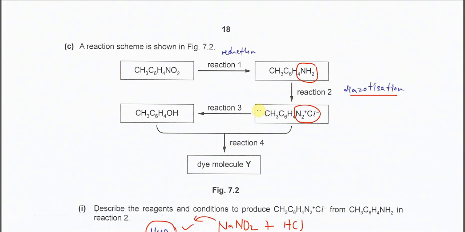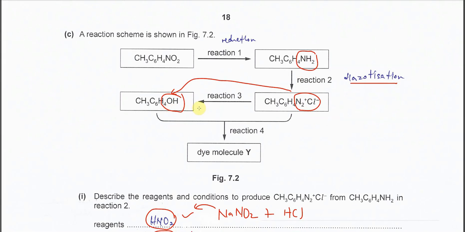Okay, so now reaction 3. The benzene diazonium chloride here, if it undergoes reaction 3, forms this phenol, you can see that. So this is the hydrolysis reaction. This benzene diazonium chloride will hydrolyze to form phenol. And after that, these two compounds will react and form the dye, molecule Y.